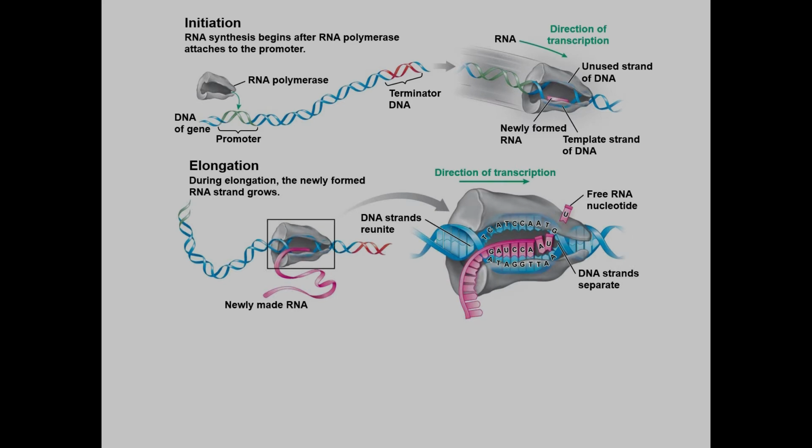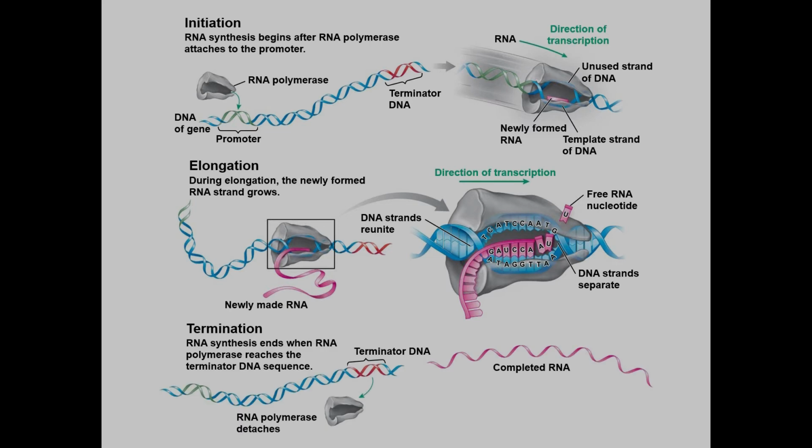The next step is elongation. During elongation, RNA polymerase will read the DNA and will add free RNA nucleotides to make the RNA. This will continue until the RNA polymerase reaches the termination sequence. The terminator DNA or termination sequence tells the RNA polymerase that it has reached the end of the gene, and therefore the RNA is complete. This is the termination step.